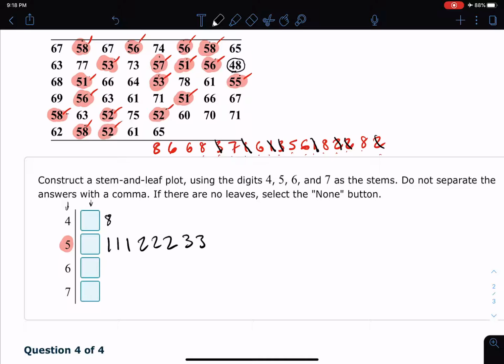And 4s? There are no 4s. How about 5s? 1. That's it. And 6s? 1, 2, 3, 4. 7s? 1. 8s? 1, 2, 3, 4.